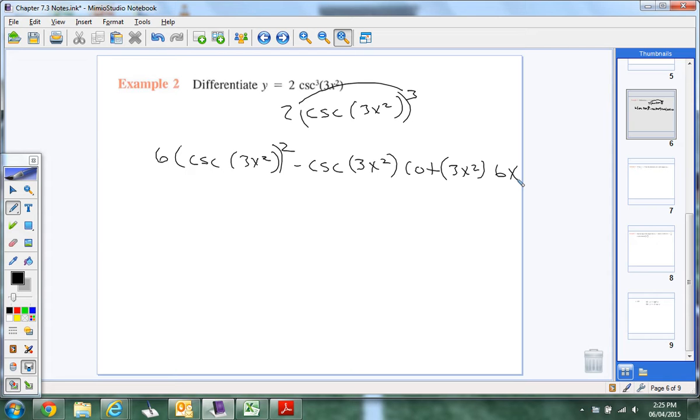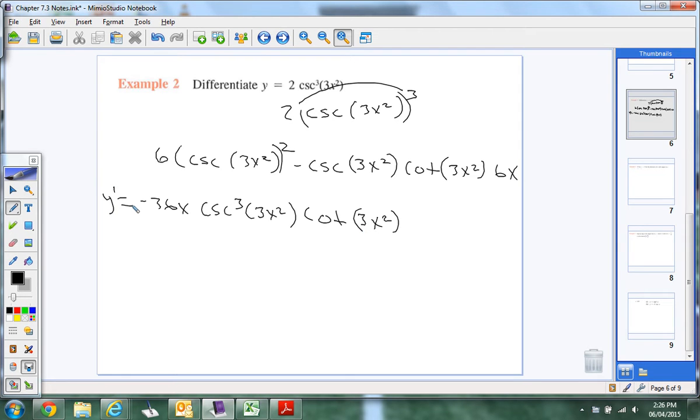Okay, so now we can go ahead and put the 6 and the 6x and the negative all together. That's -36x. I have a cosecant squared and a cosecant, so that's a cosecant cubed. I can do that because they're the same inside. So I'll have cosecant cubed 3x squared, and then I have the cotangent. That's your answer. This is your derivative, or y prime.